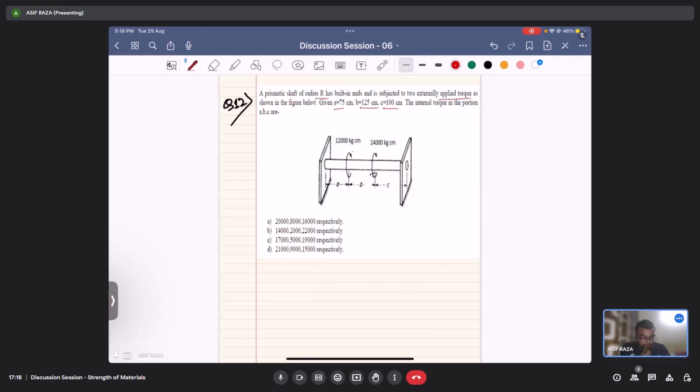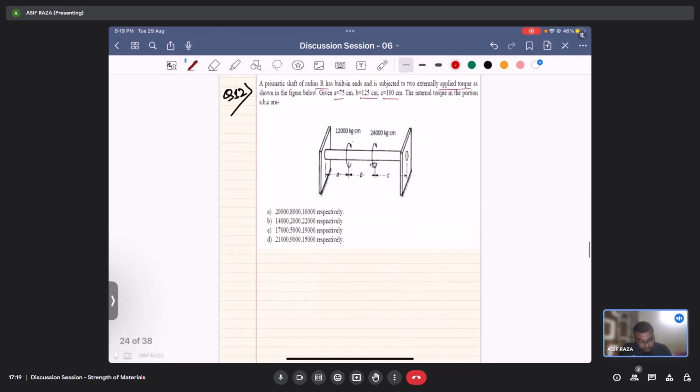In the question we are provided with the shaft radius and there are external torques of 12,000 kg centimeter and 24,000 kg centimeter applied in the system, and the ends are fixed and the values of A, B, C are given. So we need to find the internal torques in the portion AB, like in this portion, and in this portion. So let us try to calculate this.